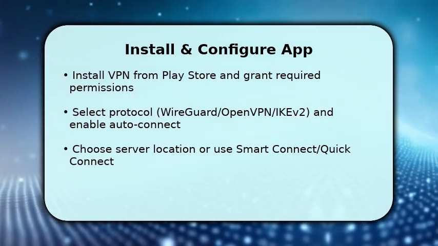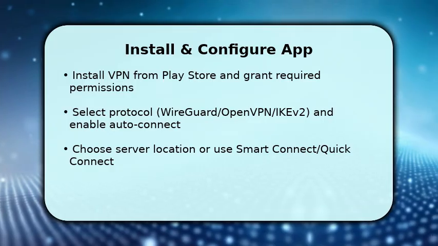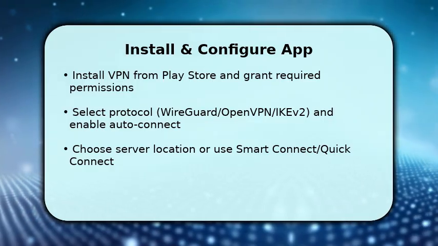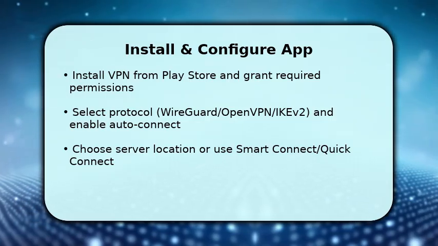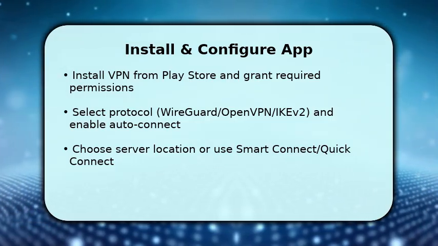After that, enable AutoConnect or Kill Switch if available so your device stays protected when switching networks. Finally, pick a nearby server for speed or a specific country to access region-locked content.